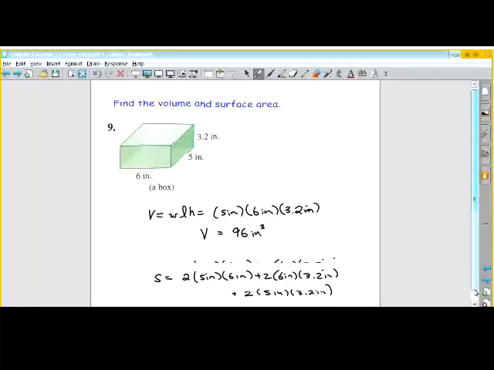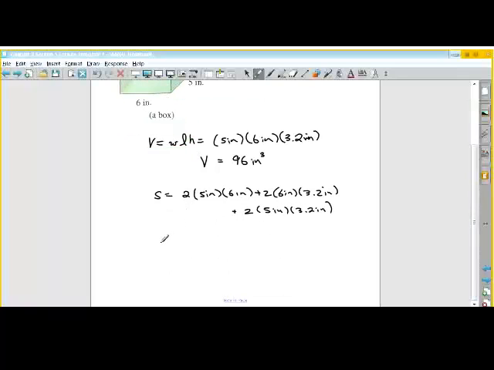So I don't have to remember a formula. Just make sure you use all the different combinations, and you plug those in. 2 times 5 times 6 plus 2 times, and so on. You're multiplying by 2 because you have a front and a back, a left and a right, the top and the bottom. Because we're only having inches times inches, the answer is in inches squared. And if I did it correctly, I get 130.4 inches squared.